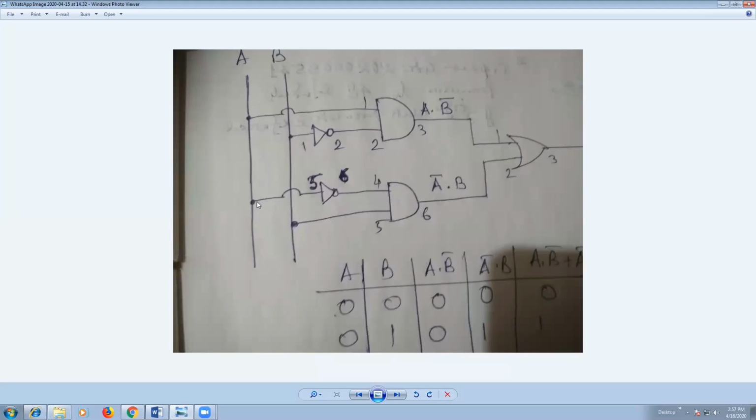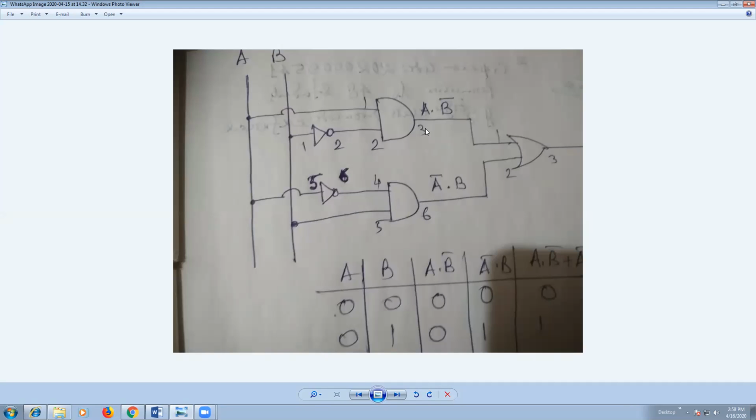Okay, so from A, I connect to pin number 5 of the NOT gate 7404, and 6 will be the output, that is A bar. Pin number 6 is connected with pin number 4 of 7408, where 4 and 5 are inputs, and then B input is directly connected with pin number 5 of 7408, the quad 2 input AND gate IC. Then pin number 6 of AND gate IC 7408 is the output of 4 and 5, which will be A bar dot B.